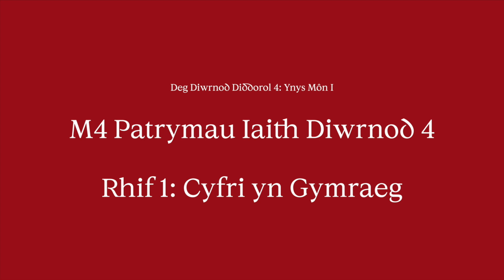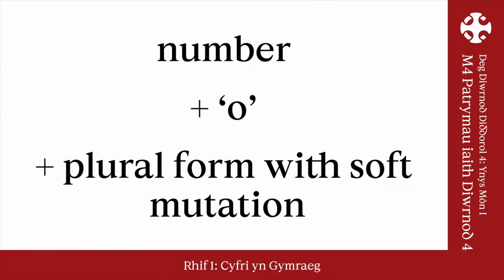Counting in Welsh. There are different ways of using numbers depending on whether the word you are using is singular or plural. If the word is plural, for example, cŵn, dogs, cathod, cats, then you use the following. Number plus 'o' plus plural form with soft mutation. For example, tri o gŵn, three dogs. Pedwar o gathod, four cats.